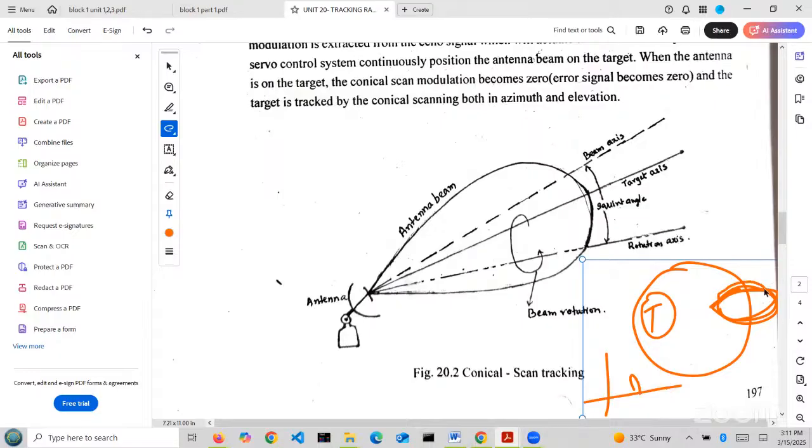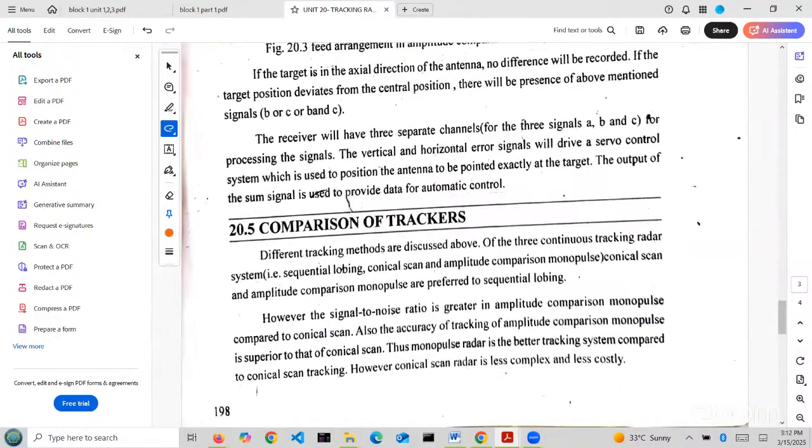Suppose my radar is rotating and is in this direction, near my target element. If my radar is near the target element, at that time the amplitude of the signal is maximum. This is called conical lobing. In conical lobing, I will show the diagram.